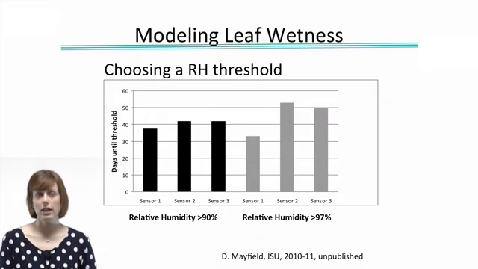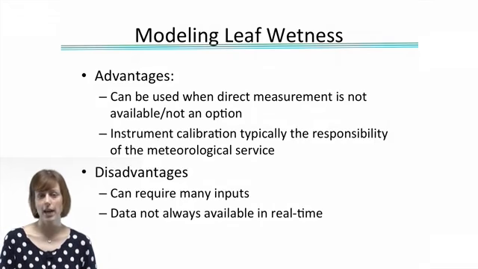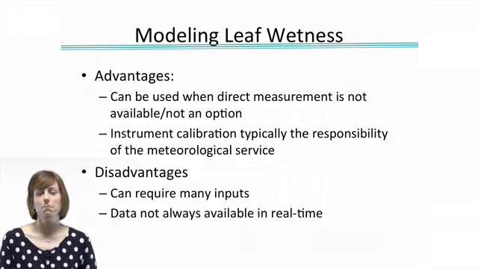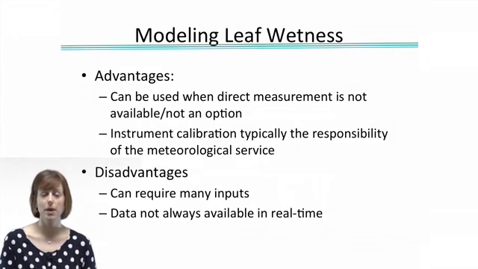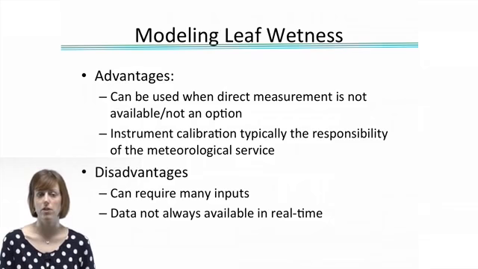The advantage to modeling leaf wetness duration is it can be used when we can't do a direct measurement, whether we don't have access to a field, or we don't have the personnel available to go in and do manual measurements. This is a great alternative. Additionally, if you're using meteorological data from a Met service station, the calibration of this data becomes the responsibility of that service. It's not on the onus of the researcher to make sure that these sensors are working optimally. The disadvantages are they can require a lot of inputs.